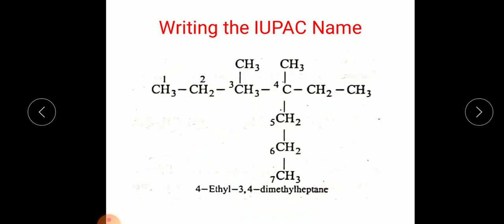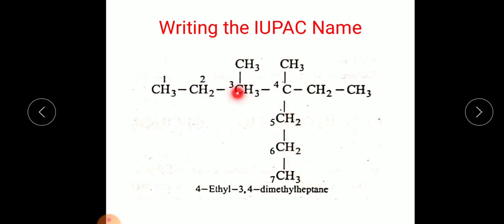Next, one more example to make you understand. The first thing, as we know in writing the IUPAC name, is to select the longest carbon chain. If you select this one, it has only six carbon atoms, 1 2 3 4 5 6. But if you select this carbon chain, it consists of 7. So you have to select the longest carbon chain, and we give the numbering this way: 1 2 3 4 5 6 7.